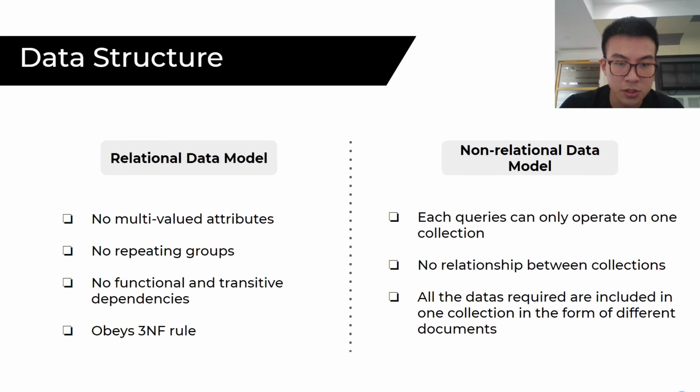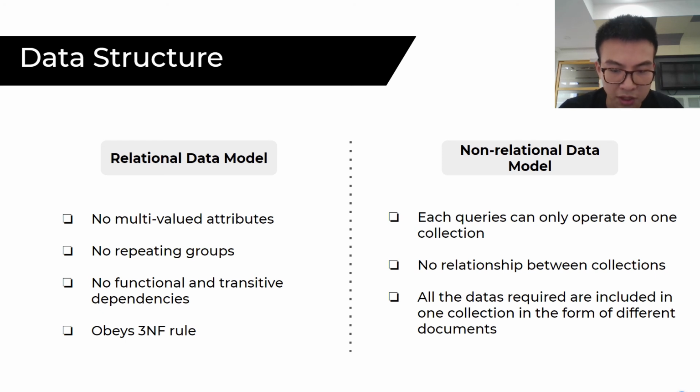Now I will be presenting to you the difference between the implementation of our relational and non-relational data model. For the relational data model, we have created many different entities that do not have multi-value attributes and repeating groups. Functional and transitive dependencies are also removed to ensure that the final database design obeys the 3NF rule, as shown in the ERD diagram I have presented earlier.